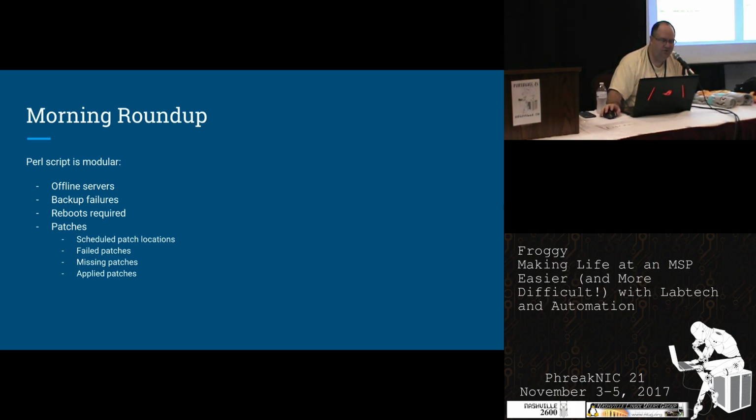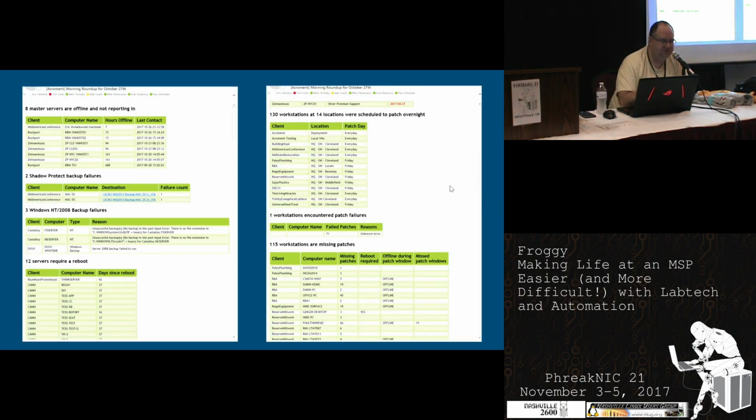And here's an example of what that Perl script produced. Again, it's just stupid simple CSS and HTML, and it tells us which master servers are offline. There's our backup failures for ShadowProtect and Windows 2008. Here's all our servers that we need to reboot. Here's all of our clients that were supposed to patch last night.